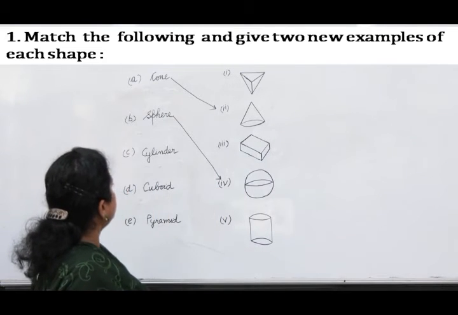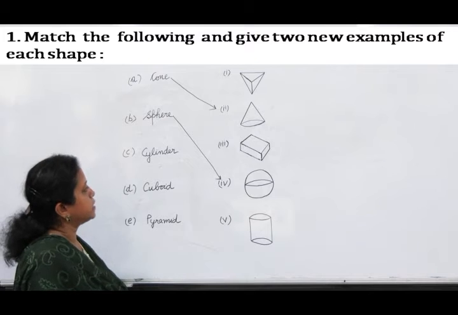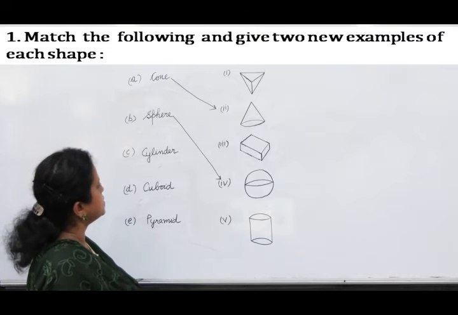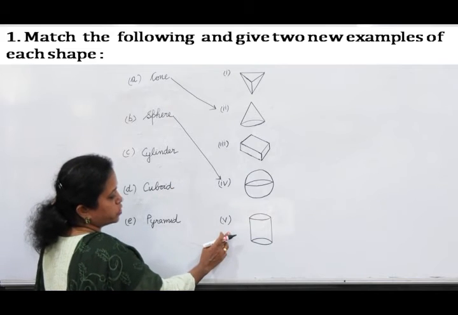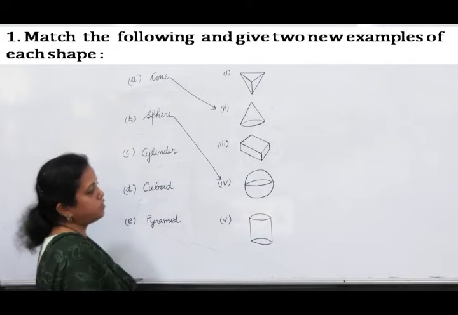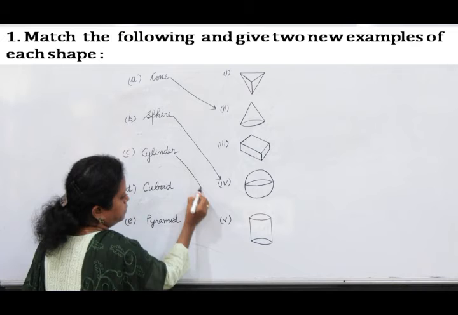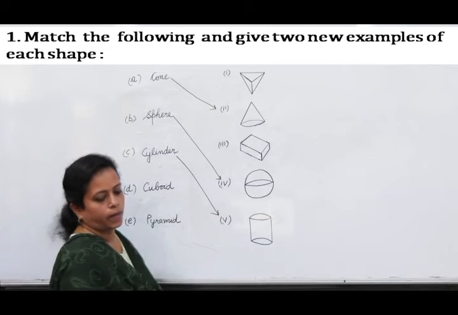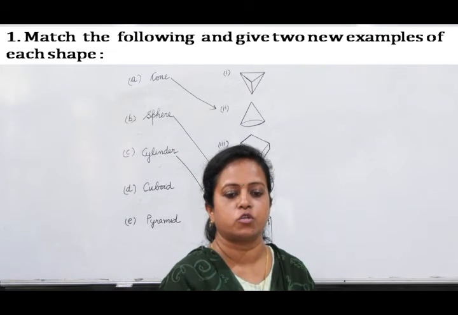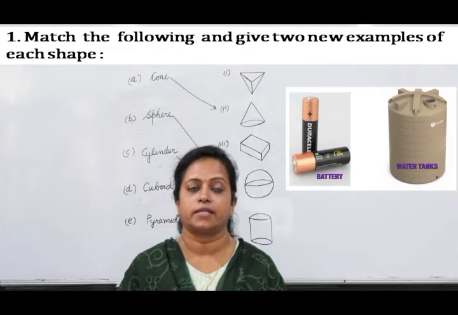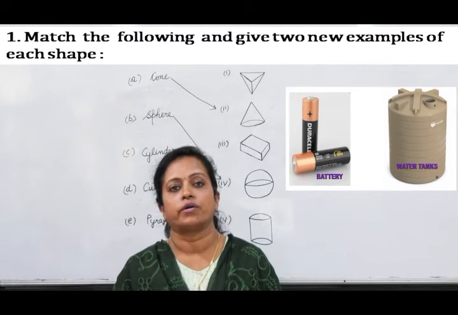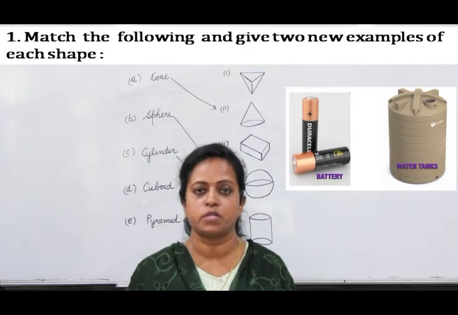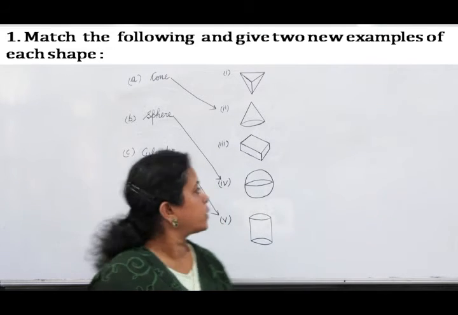Now let us see the third option, that is cylinder. Now identify cylinder from here. You can see that it matches to option number 5 because this is the shape of a cylinder. Now what are the examples of cylinder that you can give? It can be the batteries which we use in our torches or it can be the cylindrical shaped water tanks.